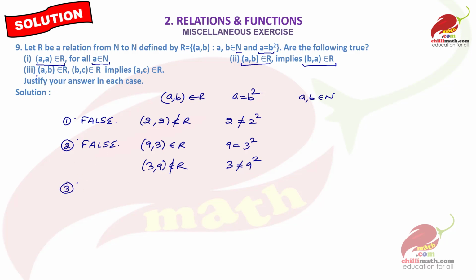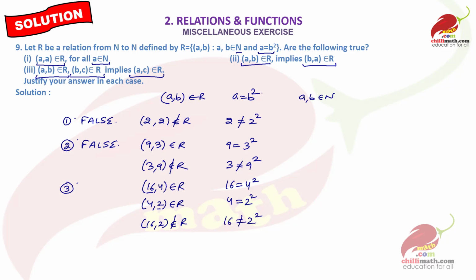Third case, (a, b) belongs to R and (b, c) belongs to R implies (a, c) belongs to R. Let us take (16, 4) belongs to R. Yes, 16 is equal to 4². (b, c) is (4, 2) belongs to R. Yes, 4 is equal to 2². Now a is this, c is this. Is (16, 2) in R? Let us check: is 16 equal to 2²? No. So this does not belong to R. So the third is also false. I hope it is clear.